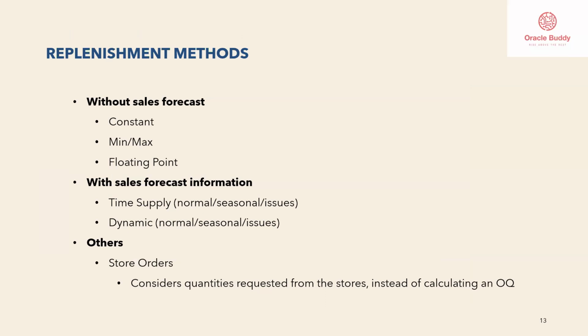So let's talk now about replenishment methods. There are two types of replenishment based on the sales forecast. It is categorized into two parts: without sales forecast and with sales forecast. Let's discuss without sales forecast first. There are three types without sales forecast: constant, min max, and floating point. With sales forecast, we have time supply and dynamic. Others are store orders. It considers quantities requested from the store instead of calculating an order quantity.